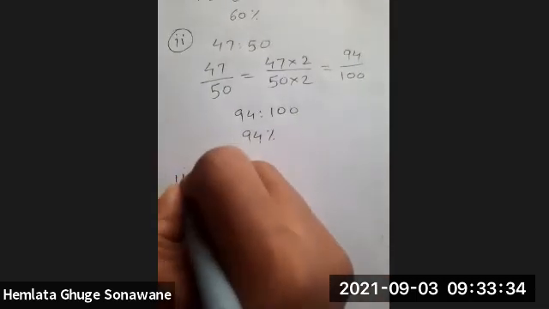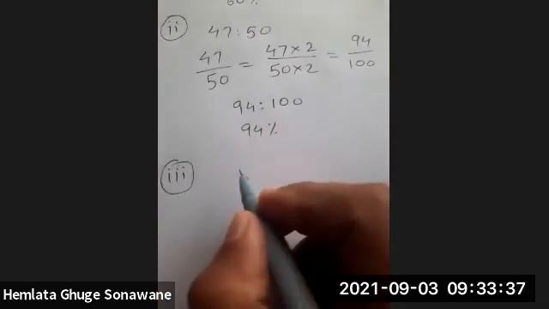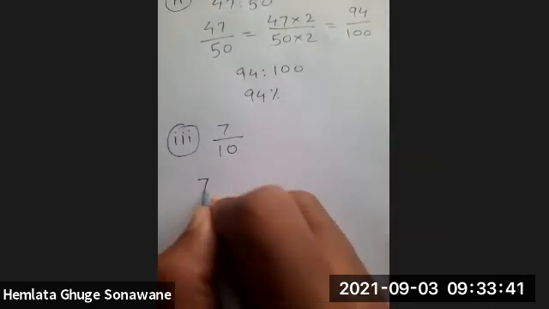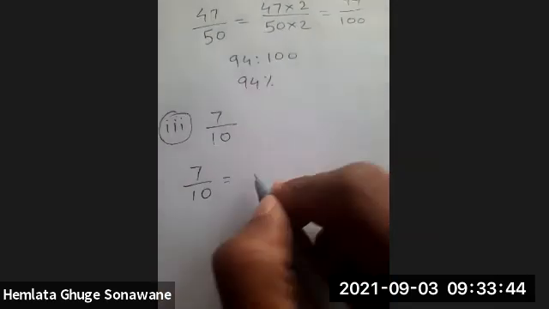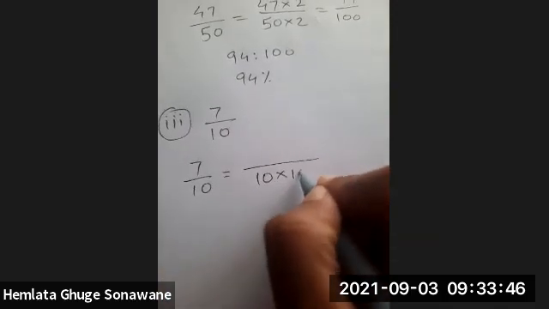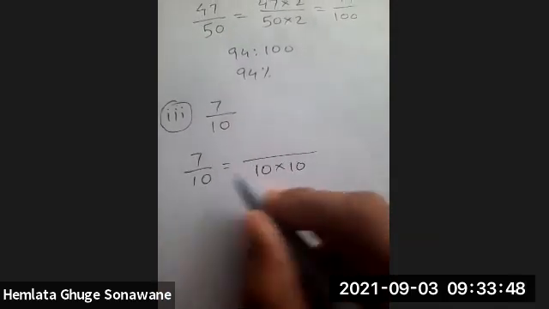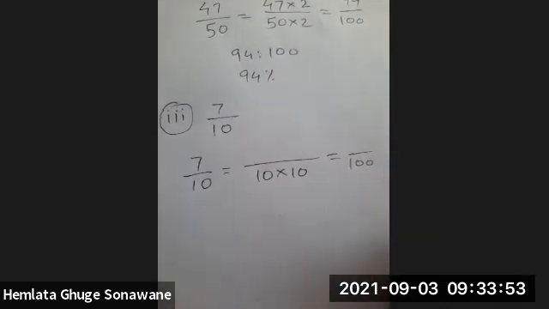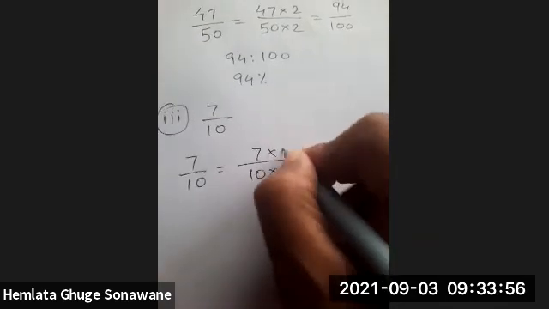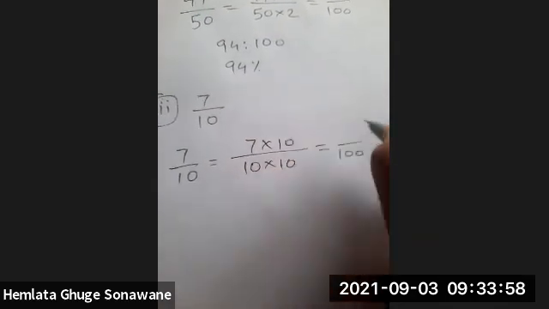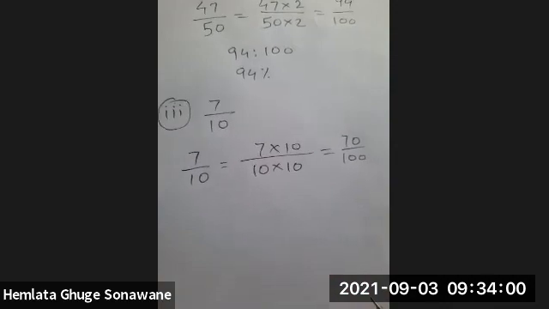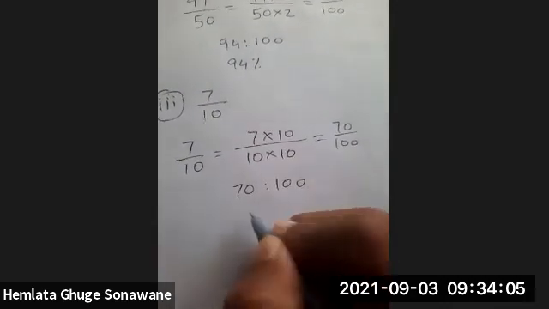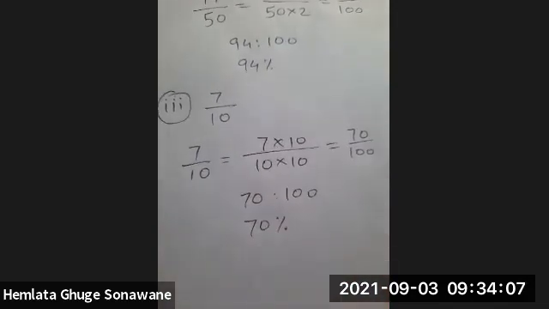Third example of question number 5, that is 7 upon 10. Here also we will multiply this with 10 so that we will get 100 as the denominator. 7 will be multiplied with 10. So it becomes 70. So we write 70 as to 100 or 70%.